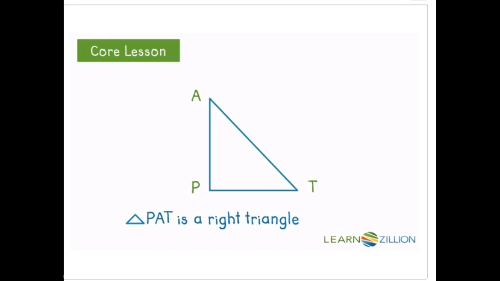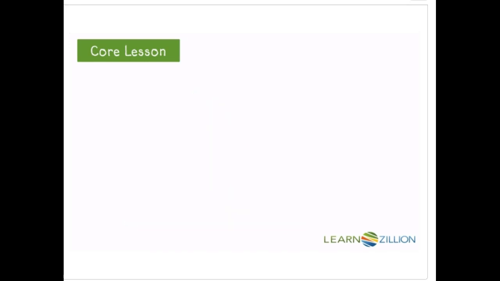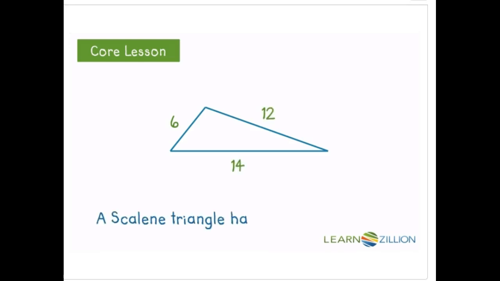So we know we can classify triangles by their angles, but we can also classify them by their sides. When we look at this first triangle, we notice that none of the sides are the same length. They are not congruent. We can classify this triangle as a scalene triangle. A scalene triangle has no congruent sides.